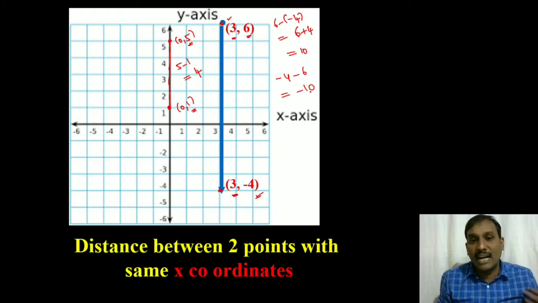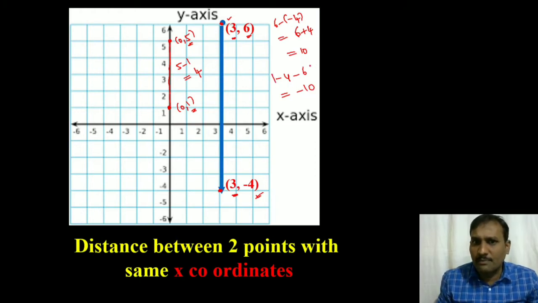The distance can't be negative. Therefore, you can take this, but you have to take the absolute value of this. You can take the modulus value of this. So modulus minus 10, that is 10 units. So when you have modulus, the value will be positive.